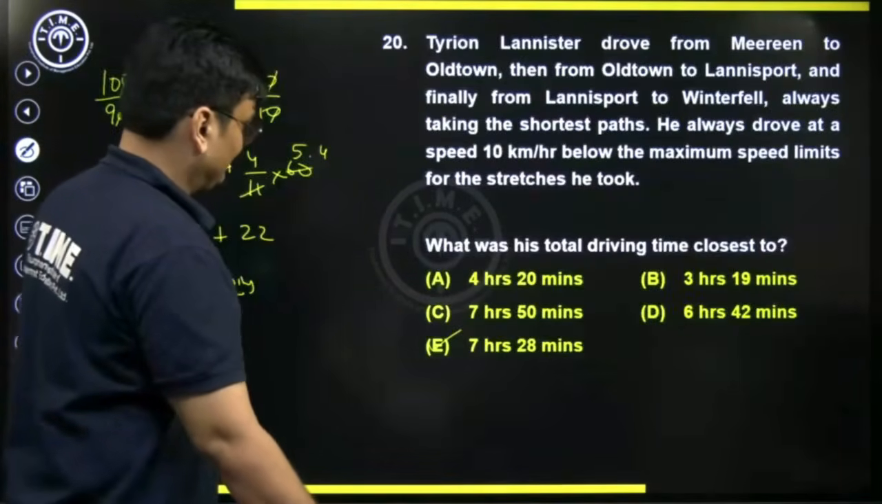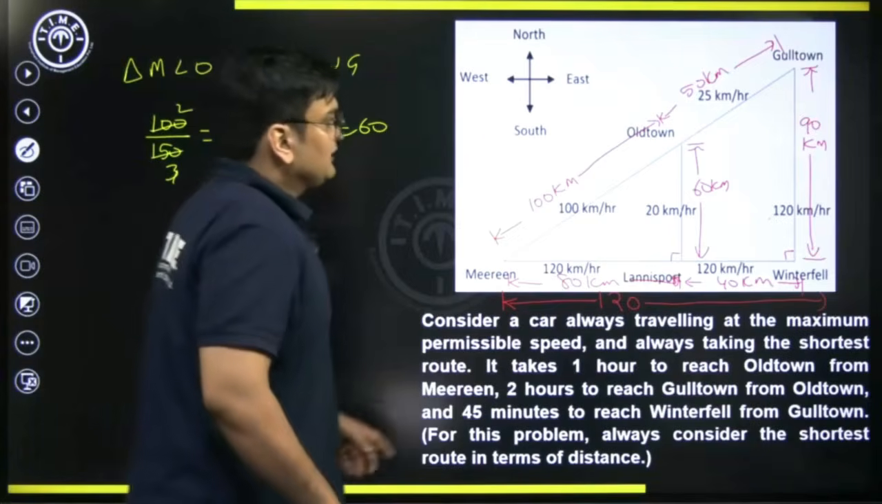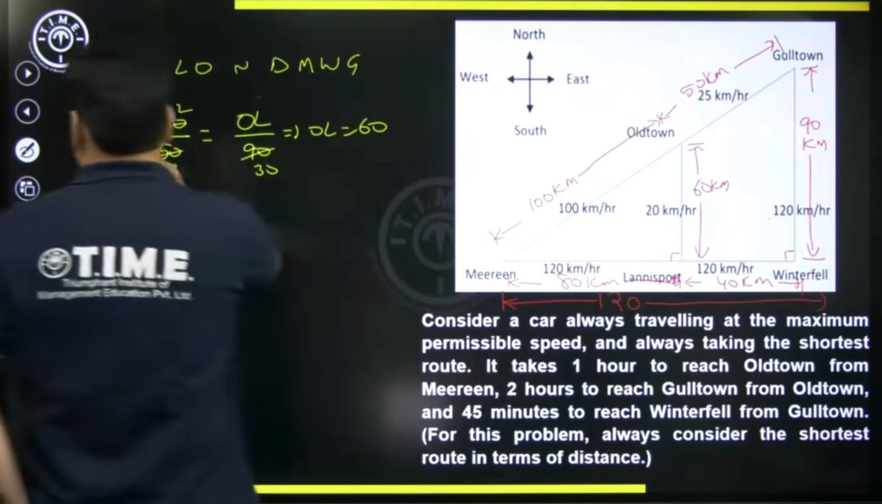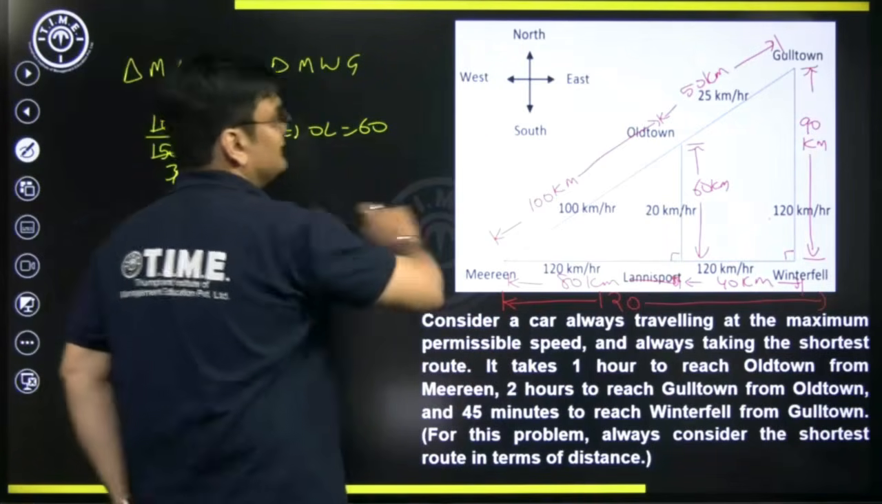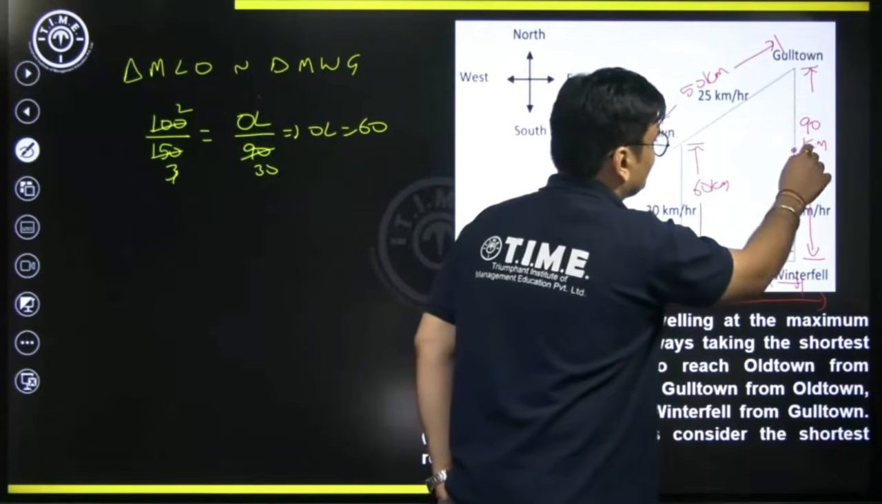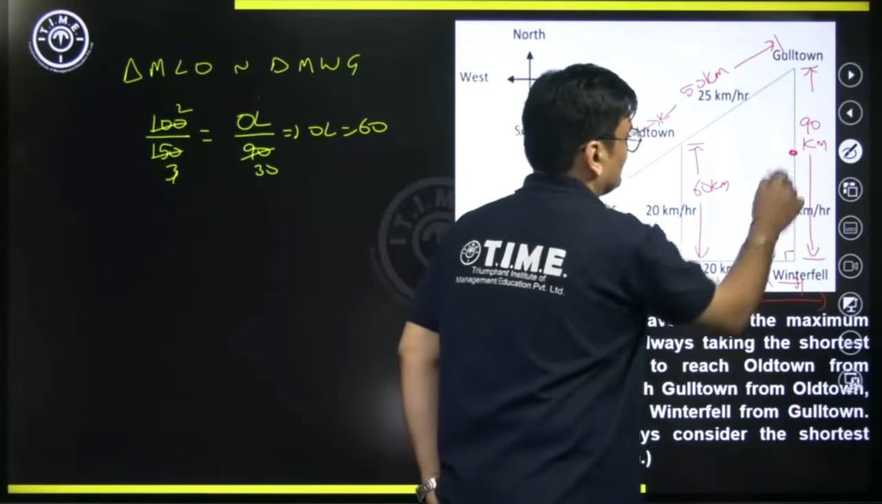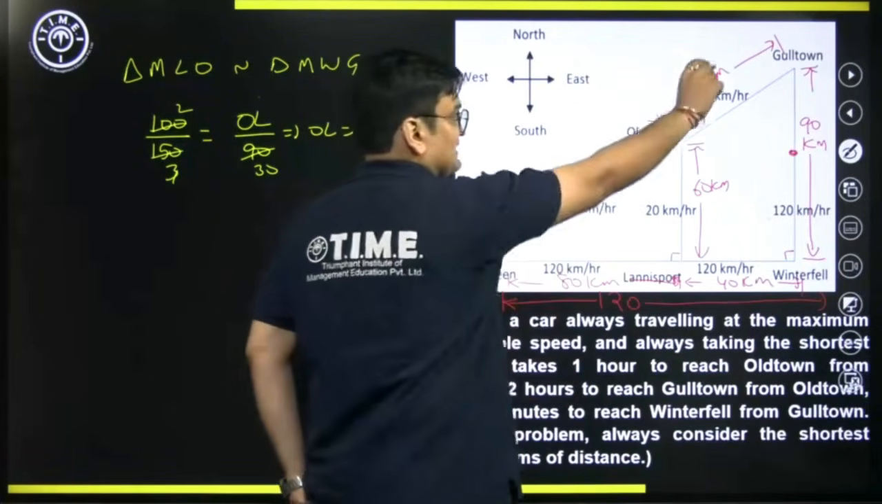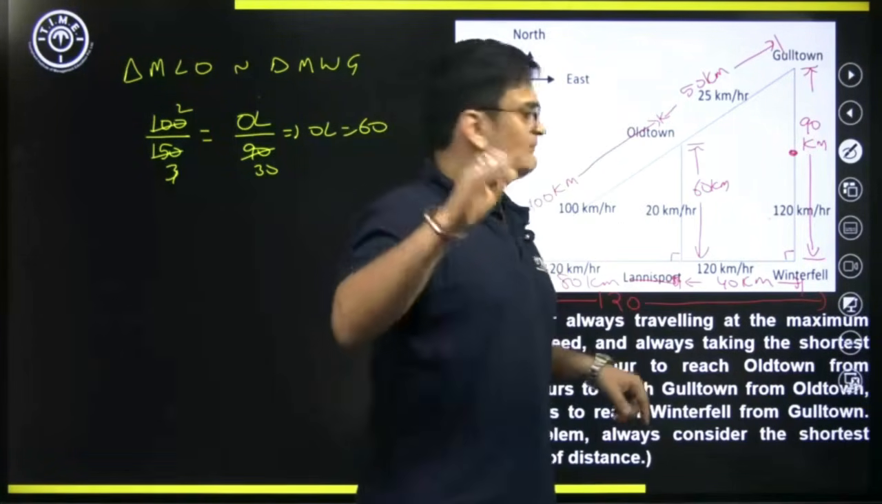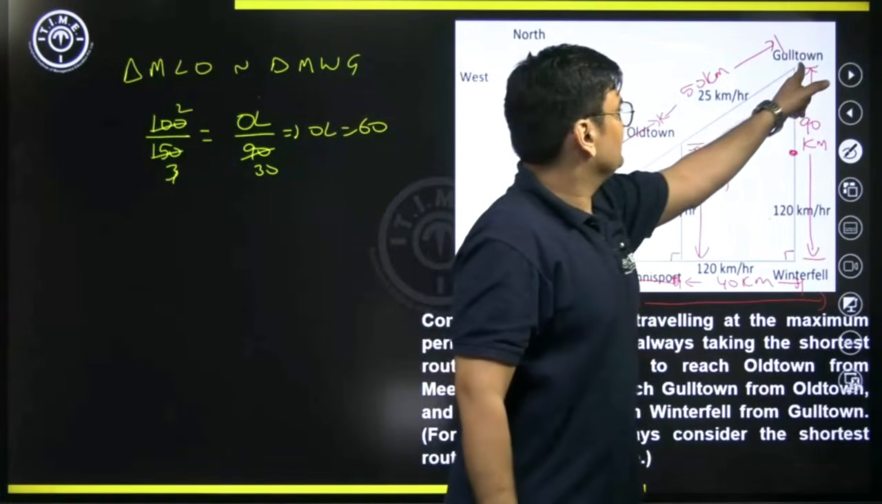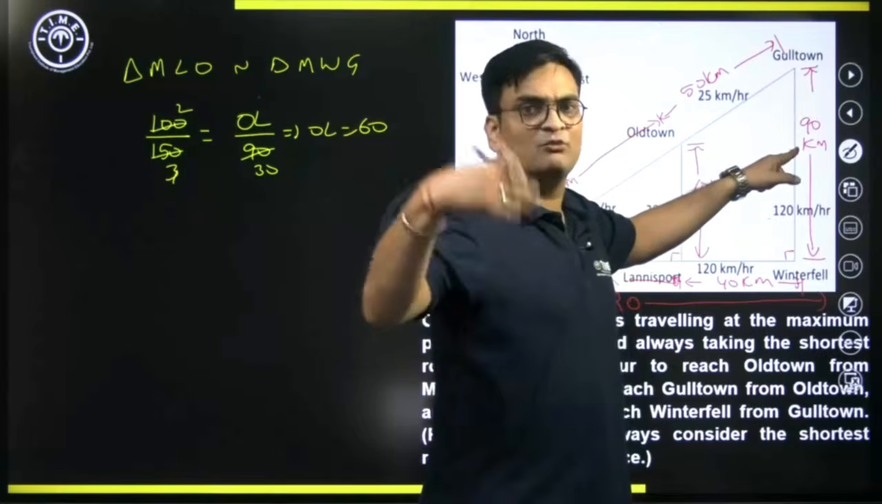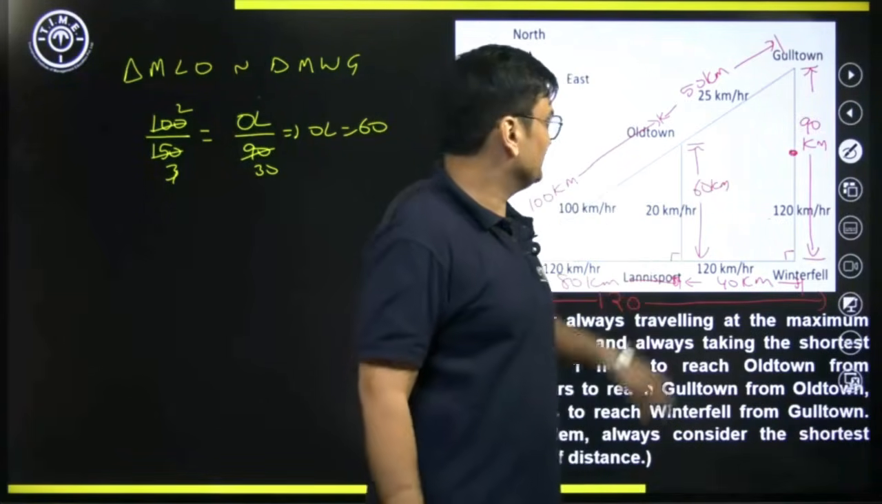Now notice. Here, King's Landing is somewhere here. Now, if you go like this, the minimum time you will take is, for travelling this part you will take 1 hour, for travelling this you will take 2 hours, now here you will take more time. So 3.5 hours is what you will take.